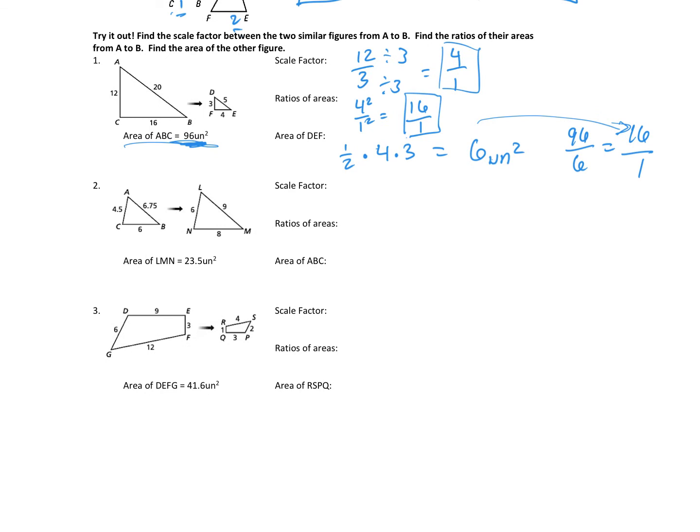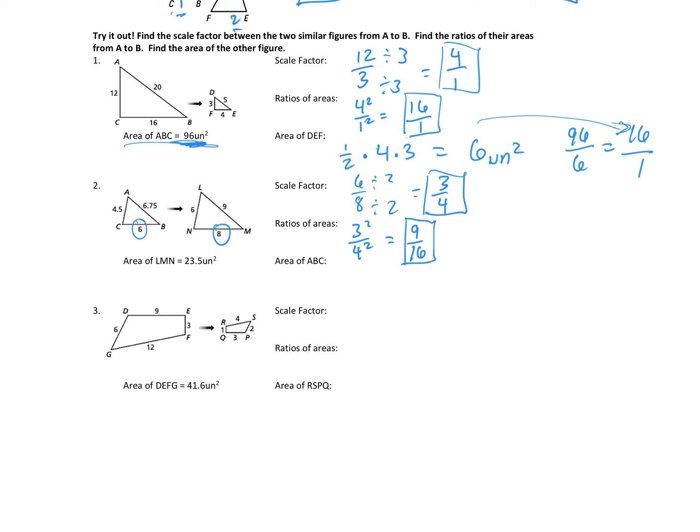So let's try another one here. Scale factor. I'll choose some easy numbers, 6 and 8. So this is 6 to 8, divided by 2. Gives me 3 to 4. So my scale factor is 3 to 4. My ratio of the areas should be 3 squared over 4 squared, which is 9 to 16. So my ratio of areas is 9 to 16.